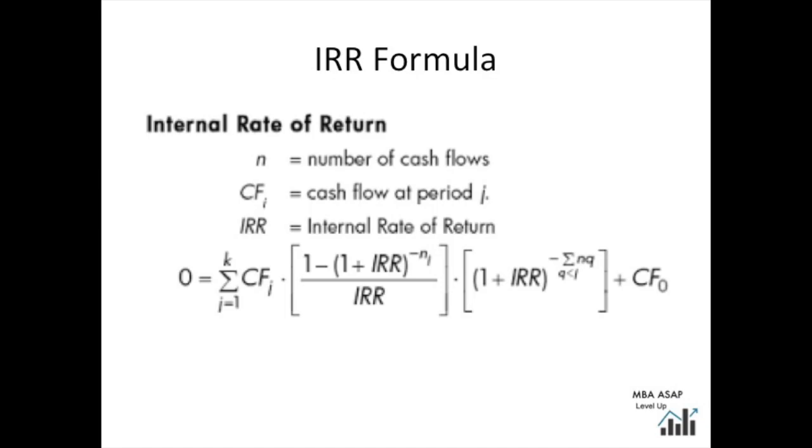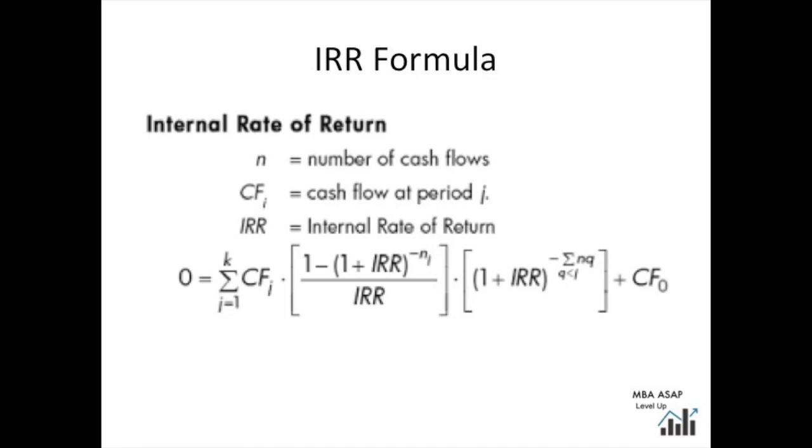It's 0 equals the sum of all the cash flows, times (1 minus (1 plus IRR) to the negative n, divided by IRR), multiplied times another set of parentheses, (1 plus IRR), plus the sum of all the NQs, and then plus the initial cash flow.